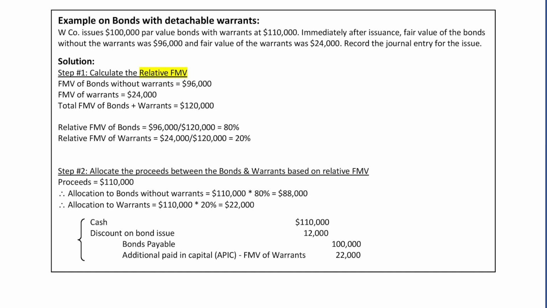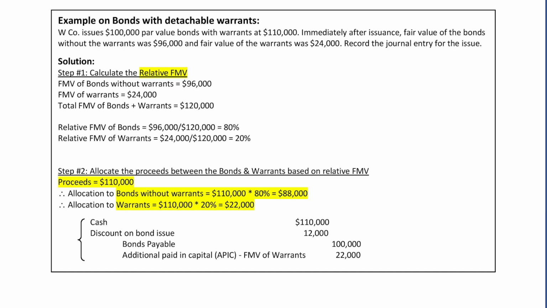So if highlight proceeds were $110,000, highlight bonds without warrants would be $110,000 times 80%, as we calculated in step 1, gives us $88,000. Highlight warrants equals $110,000 times 20%, again 20% from step 1. This gives us $22,000.